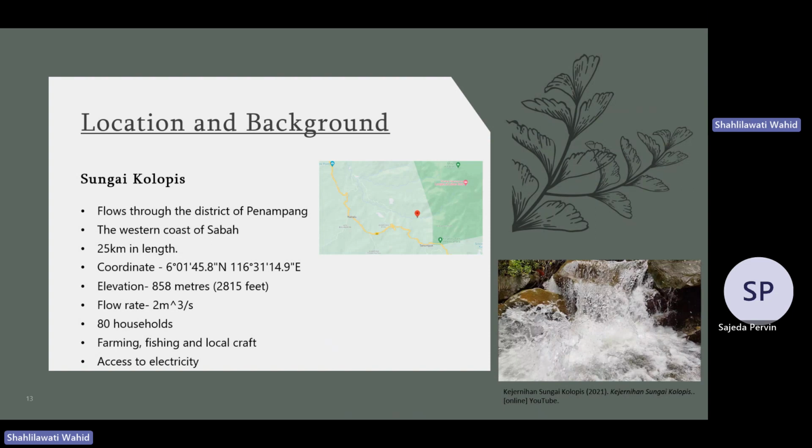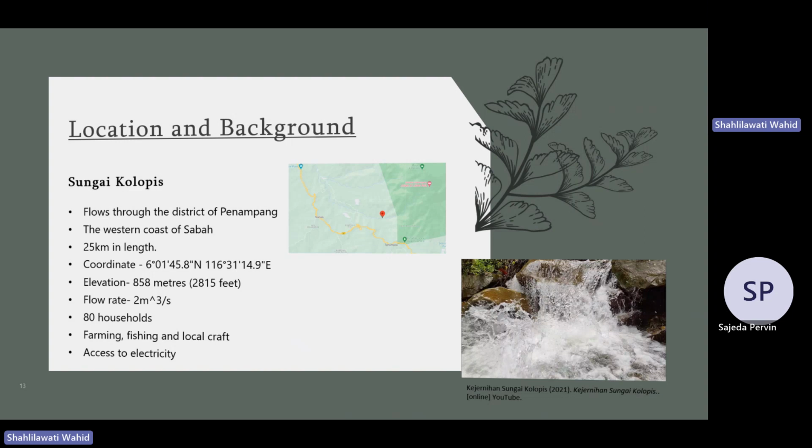The elevation of the river is around 858 meters, which is approximately 2,815 feet, and the flow rate of the river is 2 meters cubed per second. Around the river, there are around 80 households living there, and the main economic activities there are farming, fishing, and local craft. There is access to electricity right there, but the electricity cost is really high, so we plan to sell electricity at a low cost to help them.